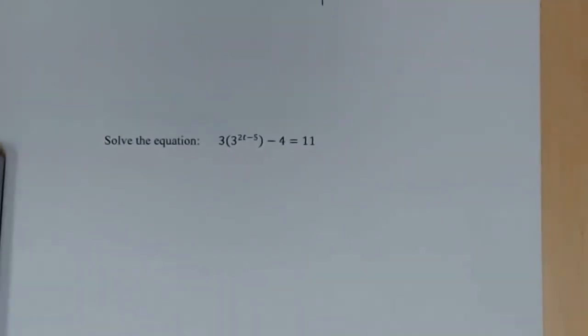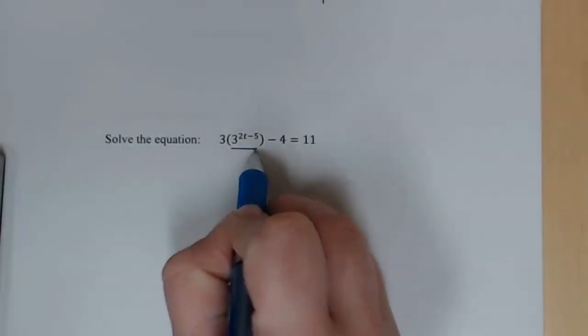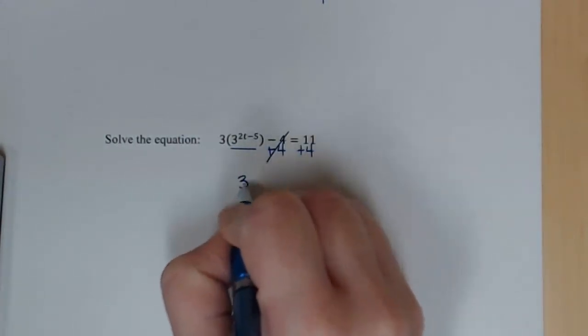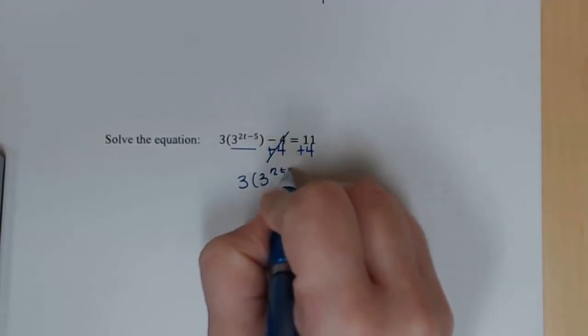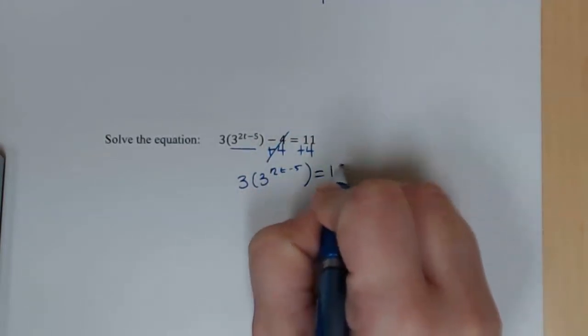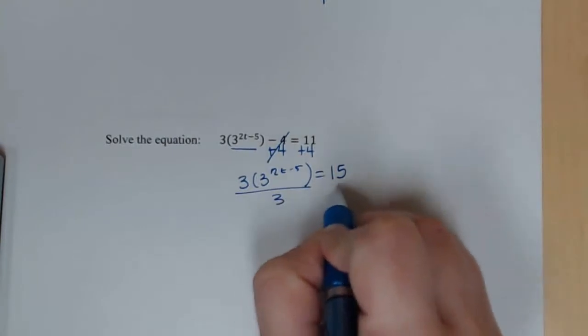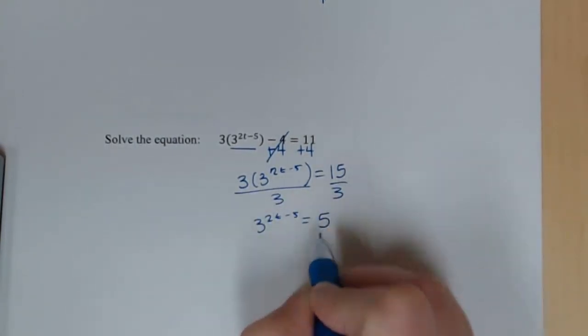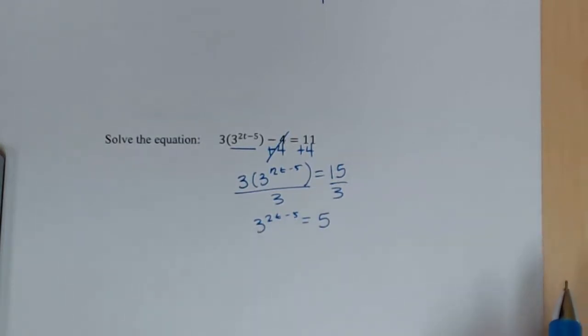Let's look at this one. Uh-oh, adding more stuff into it. Same concept. I still want to get just the exponential by itself. So I'm going to add 4 to both sides. So it gives me 3 times 3 to the 2t minus 5 equal to 15. So I'm going to divide both sides by 3. 3 to the 2t minus 5 is equal to 5. Now I got that exponential by itself.